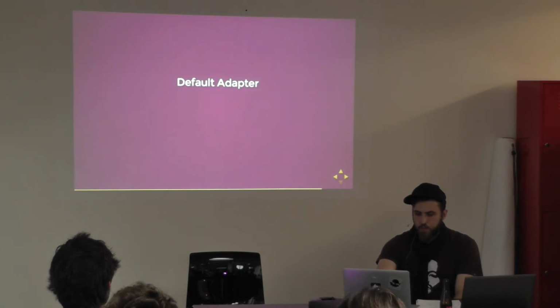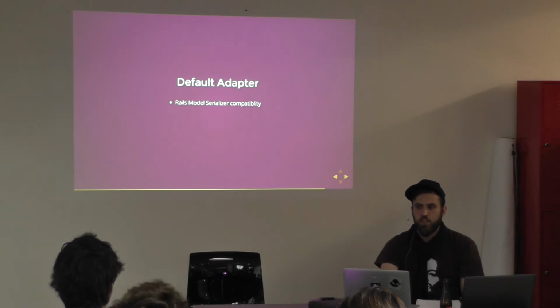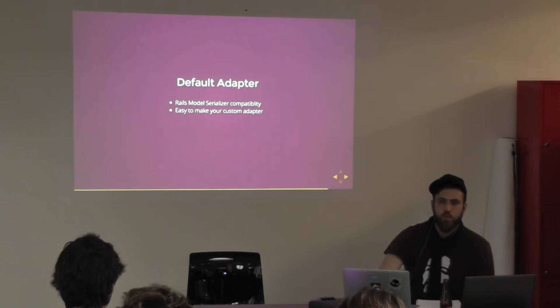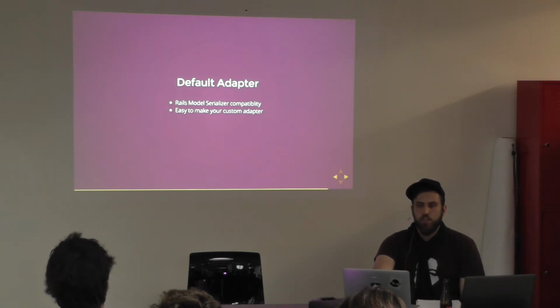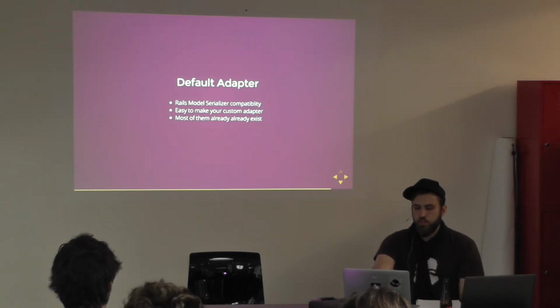So Ember has a default adapter, which matches the Rails model serializer structure. Basically, the JSON that's going to come out of your model serializer is going to fit the way the default adapter wants the data back. But it's easy to make your custom adapter. For example, in our app, we started using JSON API, and so we made our own adapter for it. But most probably there are other things that already exist, and you can probably check it out. I guess the community has to find it.